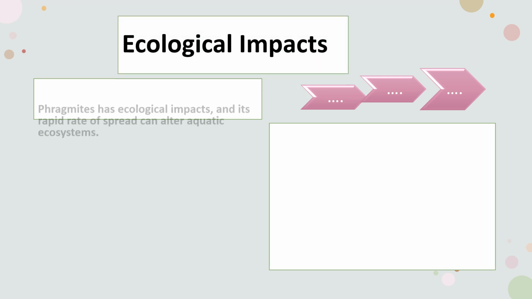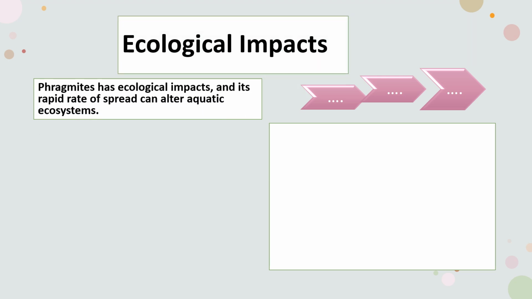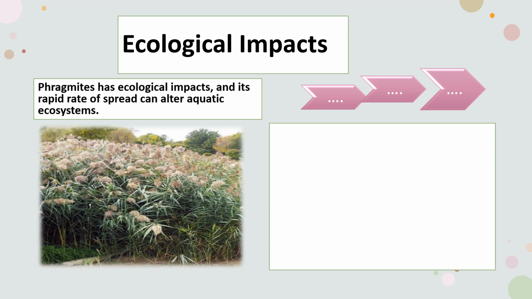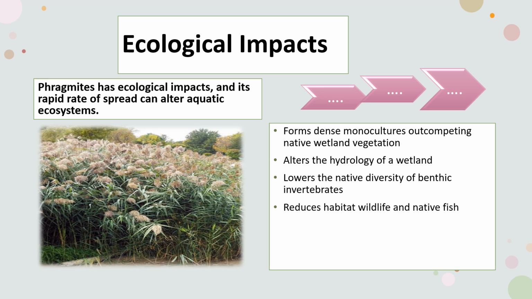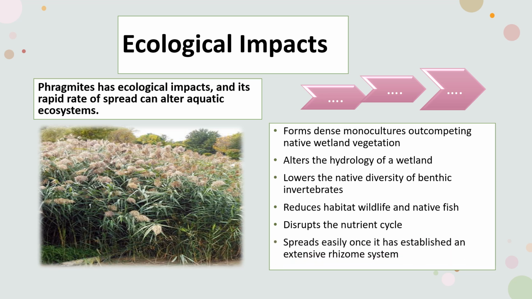The ecological impacts of Phragmites. Phragmites has ecological impacts, and its rapid rate of speed can alter aquatic ecosystems. It forms dense monocultures, outcompeting native wetland vegetation. It alters the hydrology of a wetland. It lowers the native diversity of the benthic invertebrates. It reduces habitat for wildlife and native fish. It disrupts the nutrient cycle. It spreads easily once it is established, and it has an extensive rhizome system.